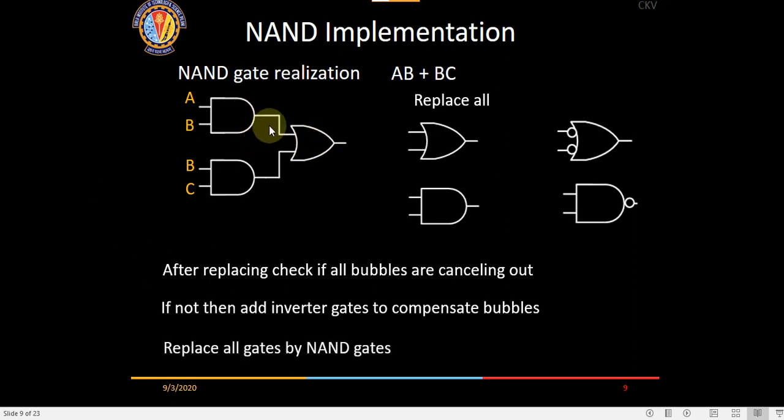Okay. This is another method. They're saying, okay, you insert a bubble here. You insert a bubble here. You insert two bubbles here, they will cancel out each other. So one inverter here, one inverter here, one inverter here, one inverter. So those inverters are going to cancel each other.